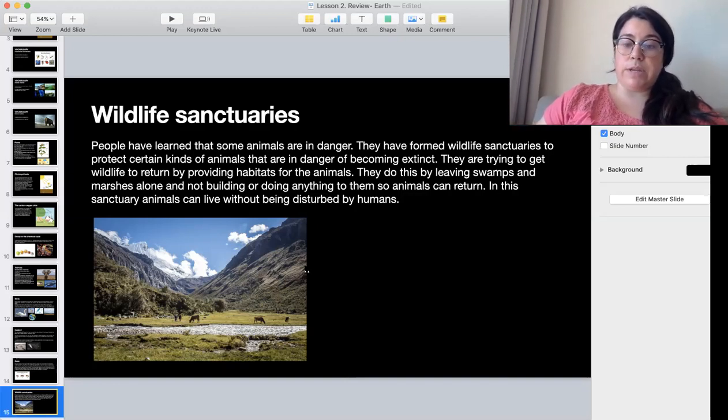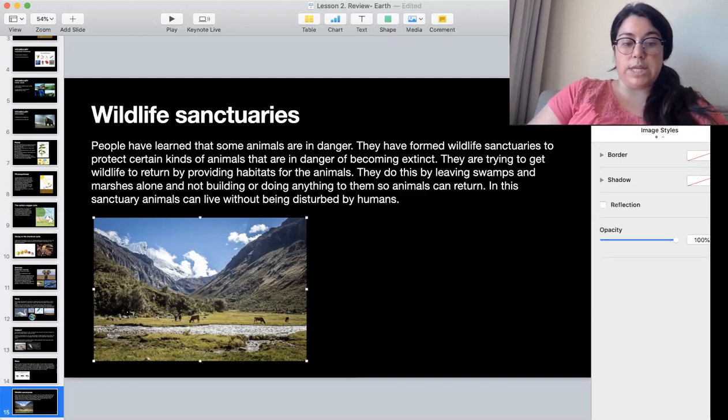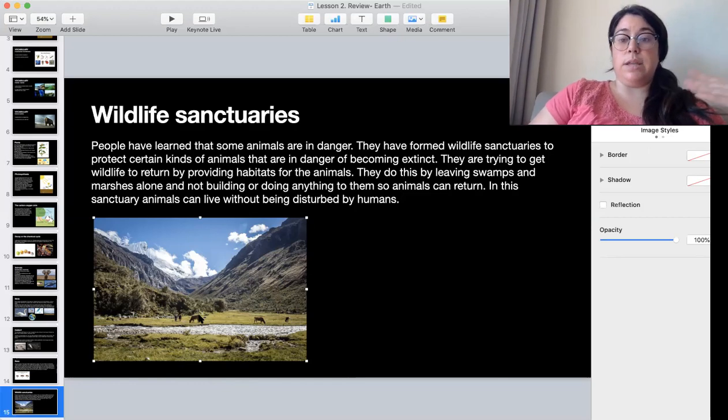So the animals have a special place to return. In this sanctuary, animals can live without being disturbed by humans. Here's an example of a picture. This is a sanctuary in Peru that is called Huascaran Park, and people are allowed to visit, but they can't build, they can't scare the animals, and there are different rules for it.